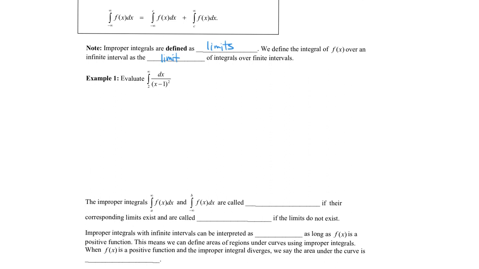This is Calc 2 class, so we don't want to be sloppy. We want to be very precise with our language, right? So I'm just going to rewrite this as a limit. I'm going to say this is equal to the limit as t approaches infinity of this integral from 2 to t dx over (x minus 1) squared. So now we're going to treat t just like a number and see what happens as t gets bigger and bigger and bigger.